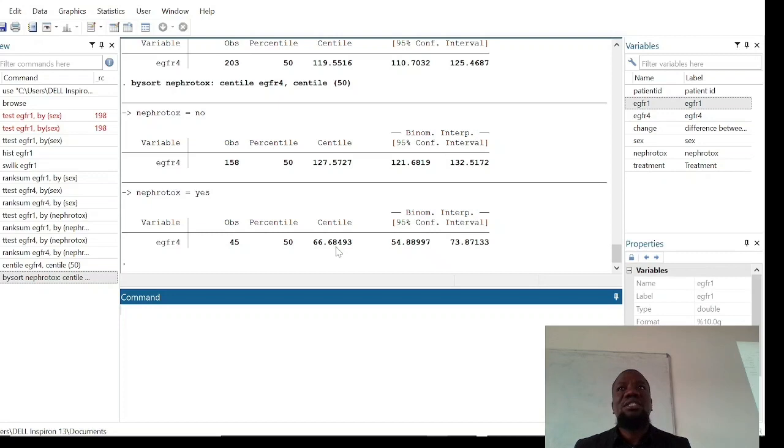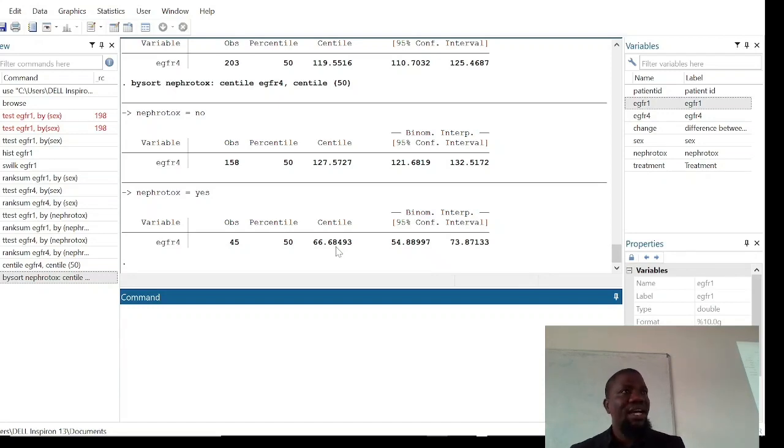What does this tell you? It tells you that those that ended up with nephrotoxicity had a lower EGFR, though they began with normal EGFR, while those that did not have nephrotoxicity had a high EGFR, and this difference was significant and could be attributed to the treatment that they had had. Is that okay? Yeah. This is basically usable when you are doing an analysis in two groups.